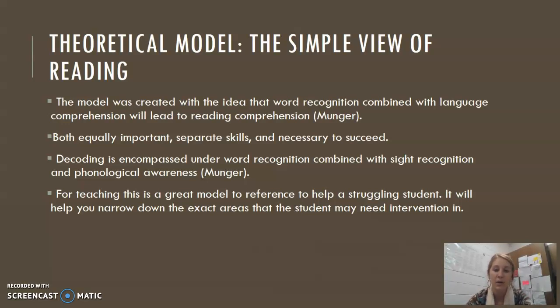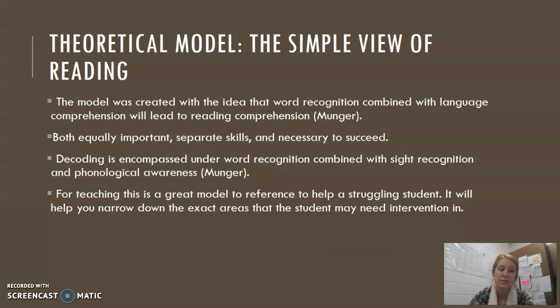All of these parts work together, and it's the idea that word recognition combined with language comprehension will lead to reading comprehension, with the Munger article. Both are very important, but if one is not fully developed, it will severely affect the other areas and their ability to have fluency in reading.